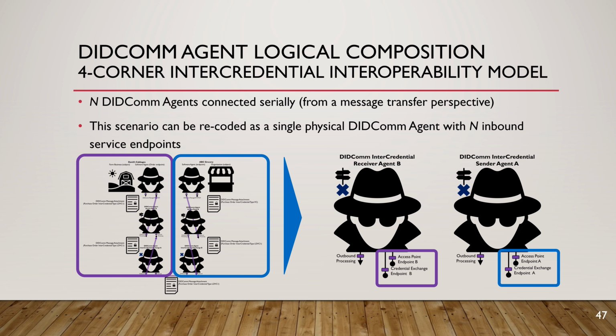with n inbound service endpoints each. So we can see that the three agents on the right side in the blue box of ABC Grocery can be collapsed into the rightmost agent on this slide, and similarly the three DIDCOMM agents that are part of David's Cabbages can be collapsed into a single agent with multiple endpoints. So we have the access endpoint for both, and we have the credential exchange endpoint for both.